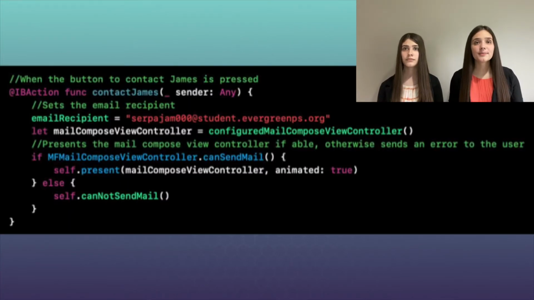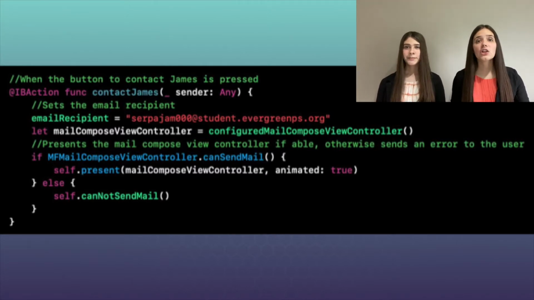Let's look at an example of some code from within the app. This is a piece from the page within the app where users can contact FBLA chapter officers. This IB action is written for James's contact button. When it is pushed, the email recipient is set to his email, the mail composed view controller is configured, and then within the if-else statement, the application checks to see if it can send an email. Within the other functions that are called within this IB action, the rest of the email is set up. The user is able to edit any of this information, so it's still a personal email. Unfortunately, due to time constraints, this is all the code we have time to walk through.